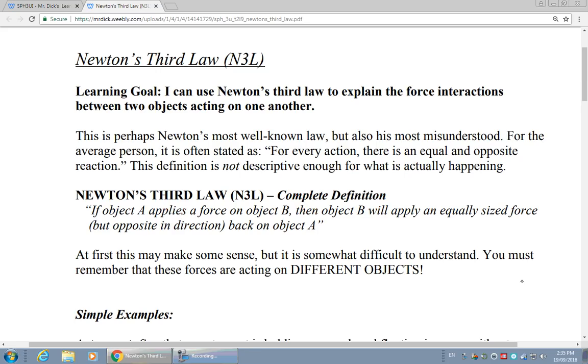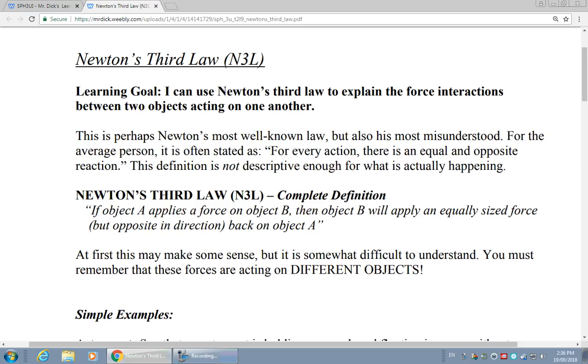Newton's third law is usually the most well-known in our everyday lives, but it's also the one that's the most misunderstood. Because you've probably heard someone say before that for every action, there's an equal and opposite reaction. And that technically, in a sense, kind of gets at what Newton's third law is, but it's really not descriptive enough to get the details of it.